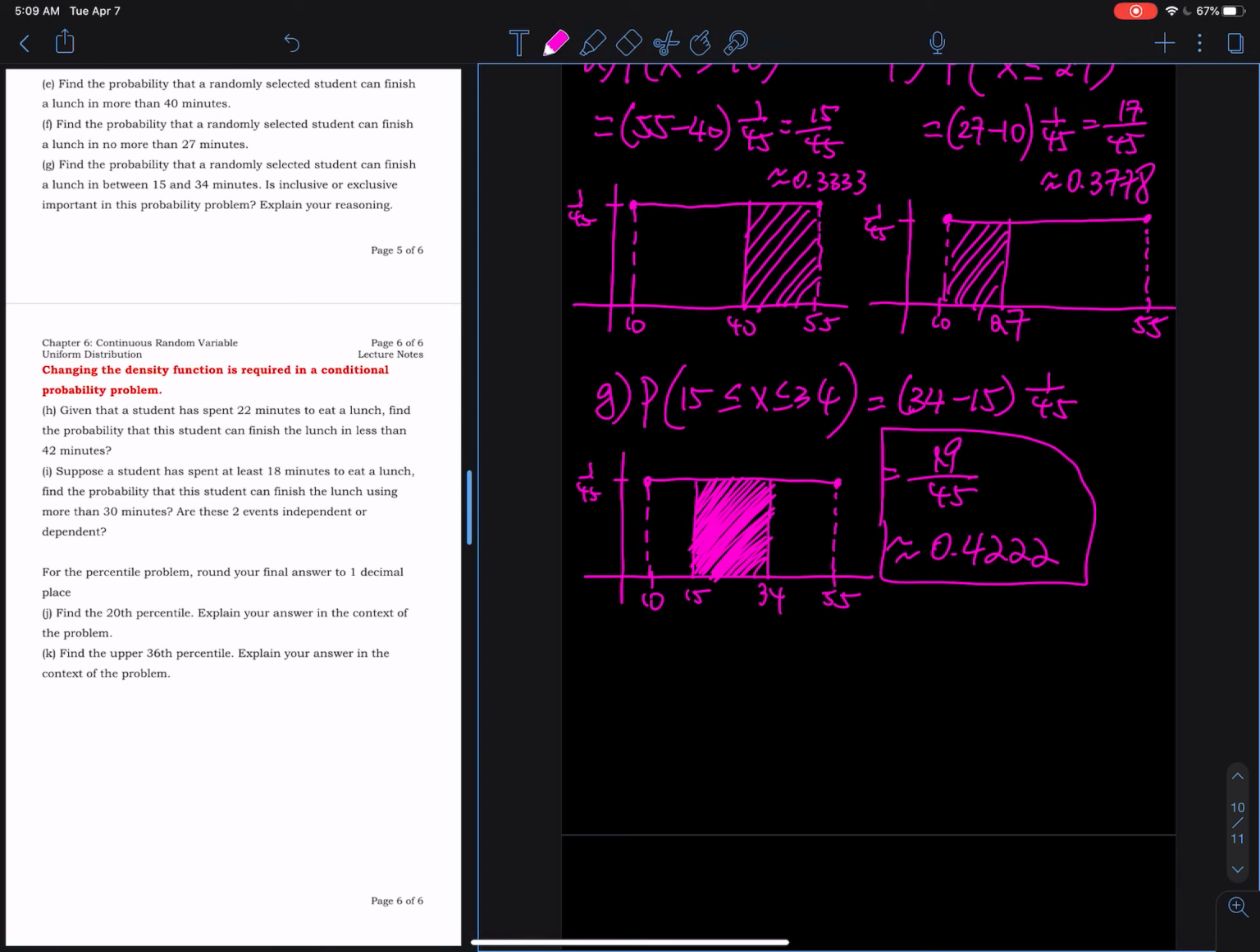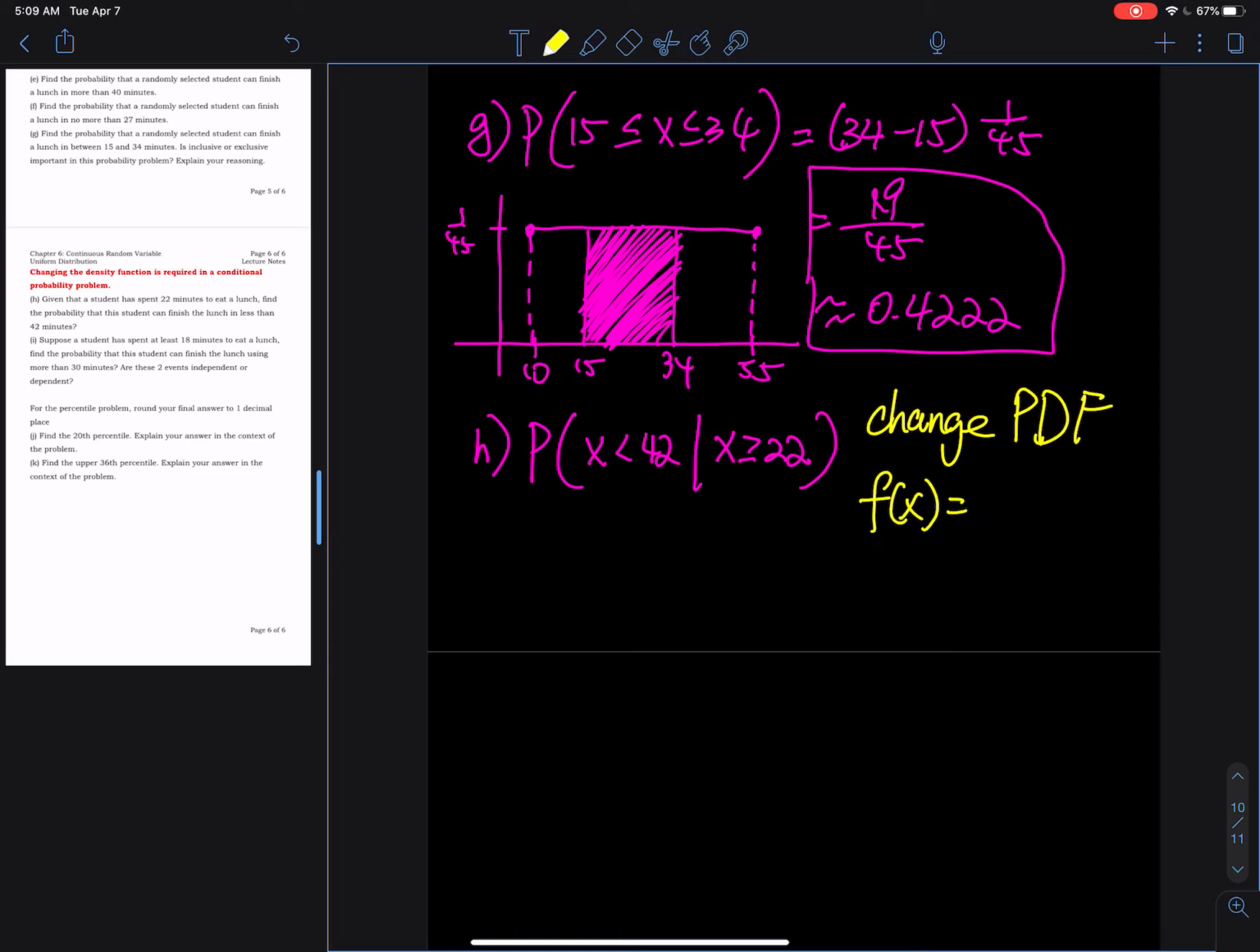So since this is a conditional probability, we have to change the PDF. F of X is equal to 1 divided by, let's draw the picture first. From 10 to 55, this is what the problem gave you. There is no way to change these two numbers, but we are not going to mark the PDF right now. Let's draw the rectangle. This is given greater than 22, find greater than 42. So this is the area that we are looking for.